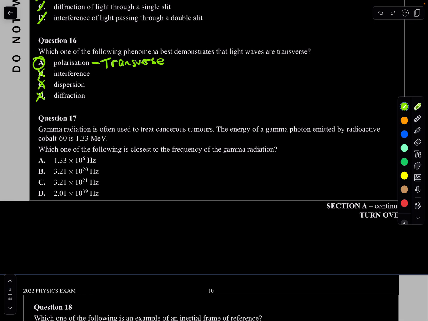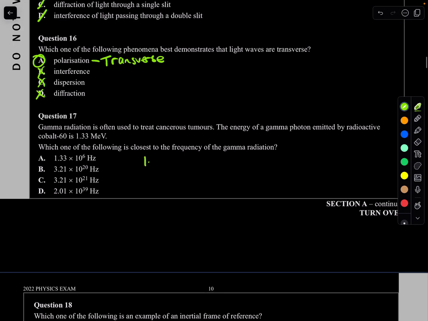17. Gamma radiation is often used to treat cancerous tumors. The energy of a gamma photon emitted by radioactive cobalt-60 is 1.33 mega electronvolts. Which of the following is closest to the frequency of the gamma radiation?